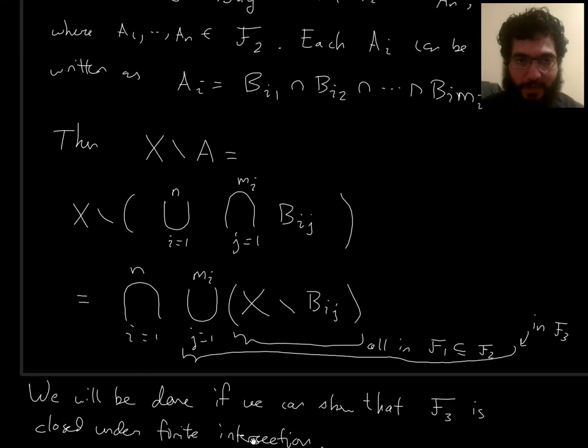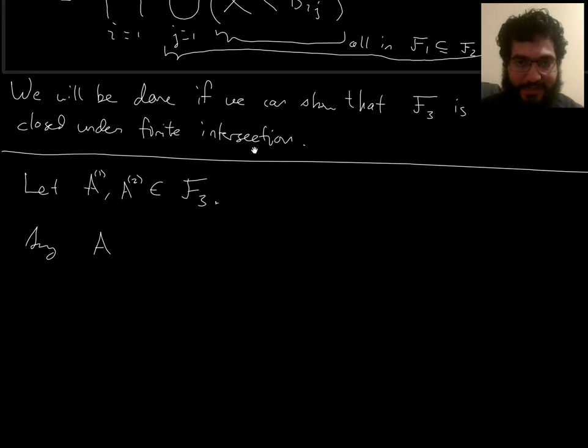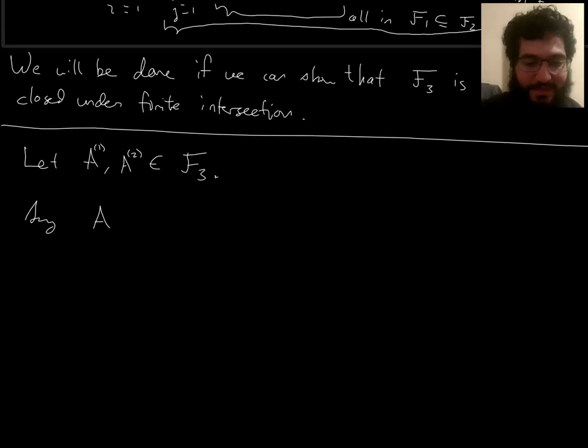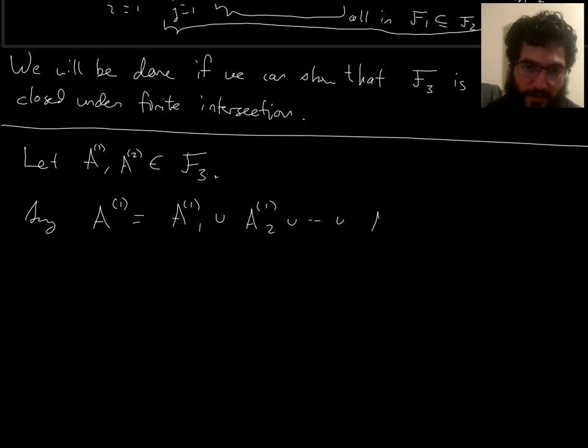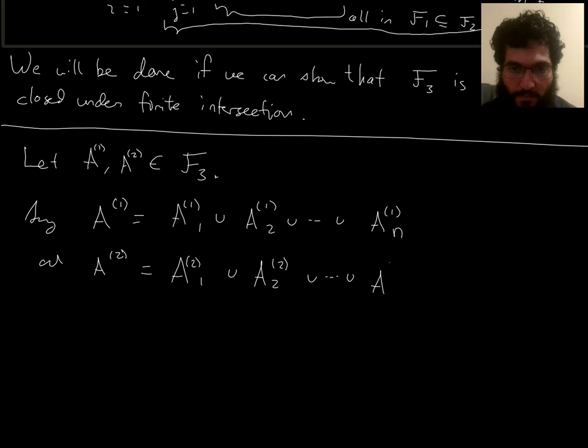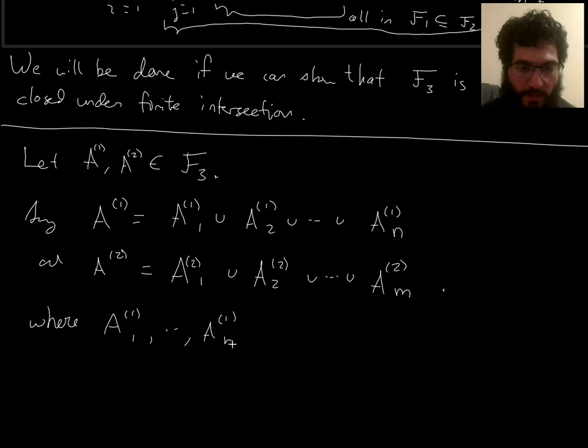Since I don't want there to be a mismatch between the role that the B's were playing up here, even if I say we're resetting notation, it'll still be stuck in my head. Let's say A1 is A1,1 union A1,2, etc. So being in F3 means it's a finite union of things from F2, right? Let's say up to n. And A2, let's say this one goes up to m, where all of these individual sets here are elements of F2.